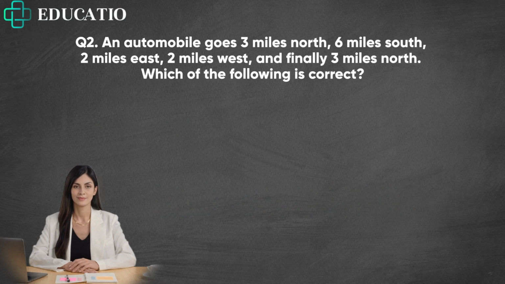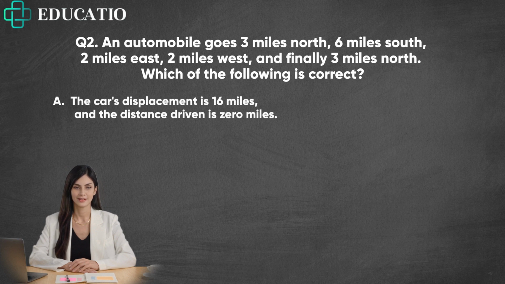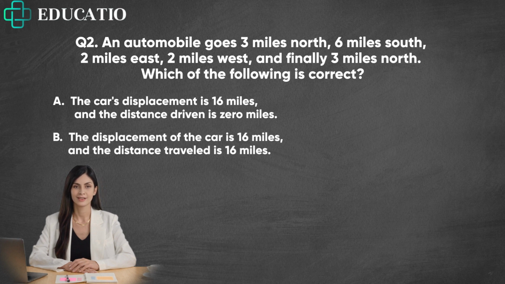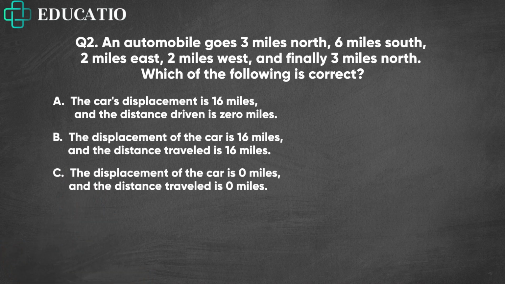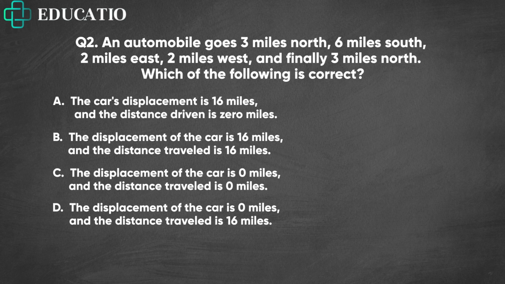Question 2. An automobile goes 3 miles north, 6 miles south, 2 miles east, 2 miles west, and finally 3 miles north. Which of the following is correct? A. The car's displacement is 16 miles, and the distance driven is 0 miles. B. The displacement of the car is 16 miles, and the distance traveled is 16 miles. C. The displacement of the car is 0 miles, and the distance traveled is 0 miles. D. The displacement of the car is 0 miles, and the distance traveled is 16 miles.